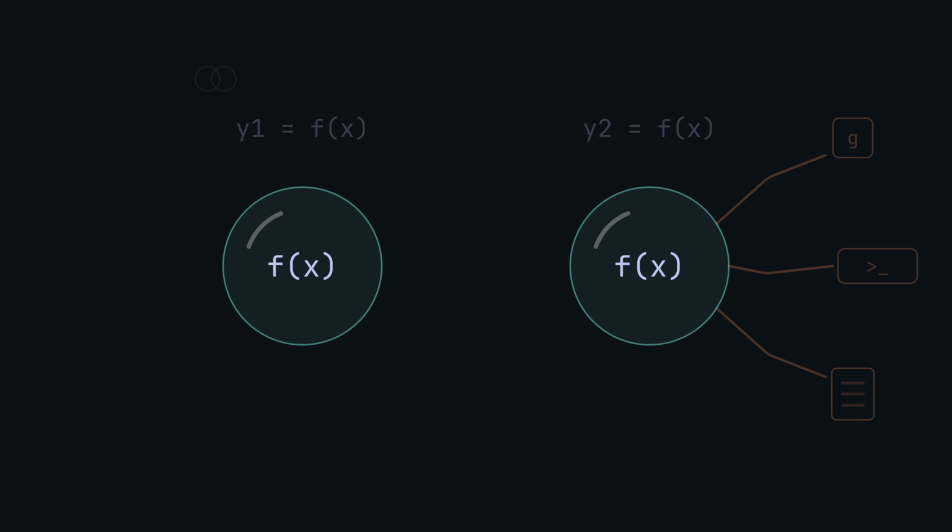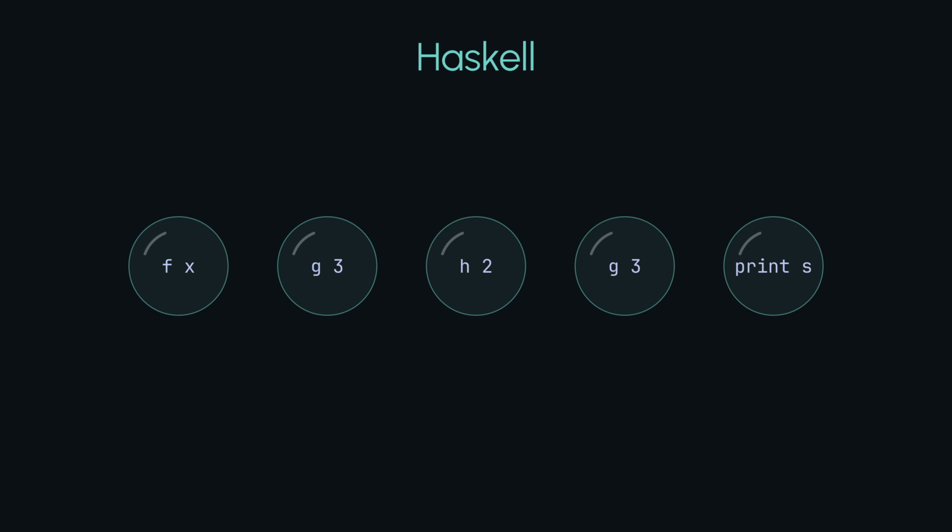Almost every optimization in this video has some version of that question hiding behind it. This is exactly why functional languages have a real advantage here. In a language like Haskell, purity is the default.